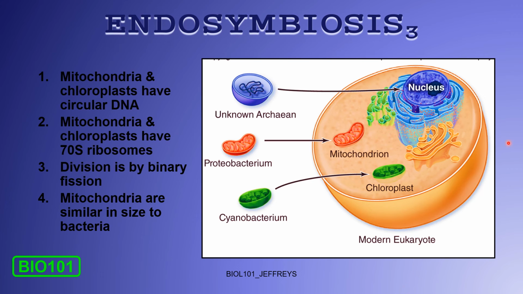All right, another look at endosymbiosis. Mitochondria and chloroplasts have circular DNA. Did you know that? And remember that bacteria, prokaryotes, have circular DNA. Mitochondria and chloroplasts have 70S ribosomes, and remember that bacteria, prokaryotes, also have 70S ribosomes. Division for mitochondria and chloroplasts is via binary fission, where they just duplicate the DNA, the circular chromosome, and then they split. We call that binary fission. And remember that prokaryotes also undergo binary fission, and mitochondria are similar in size to bacteria. So those are the things that support the endosymbiotic theory. Okay. All right. Enough of that.